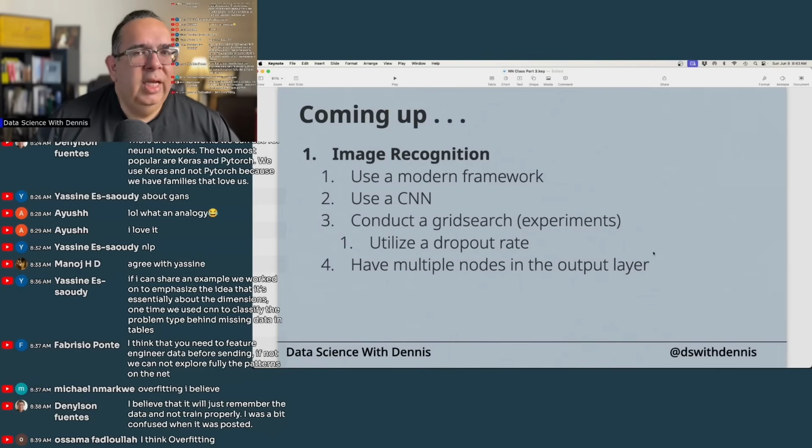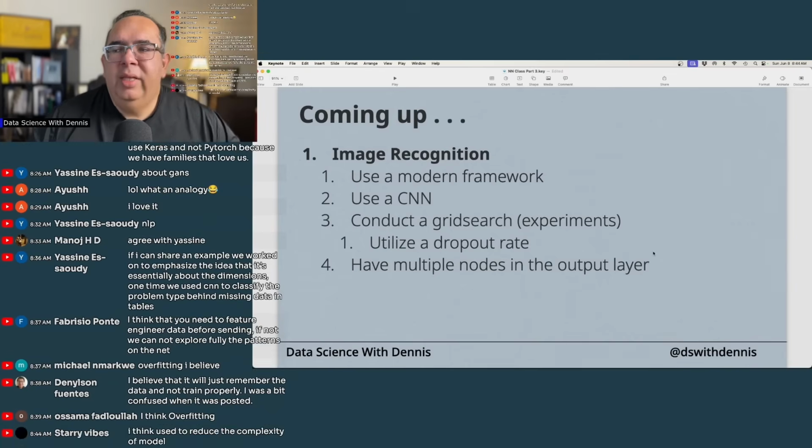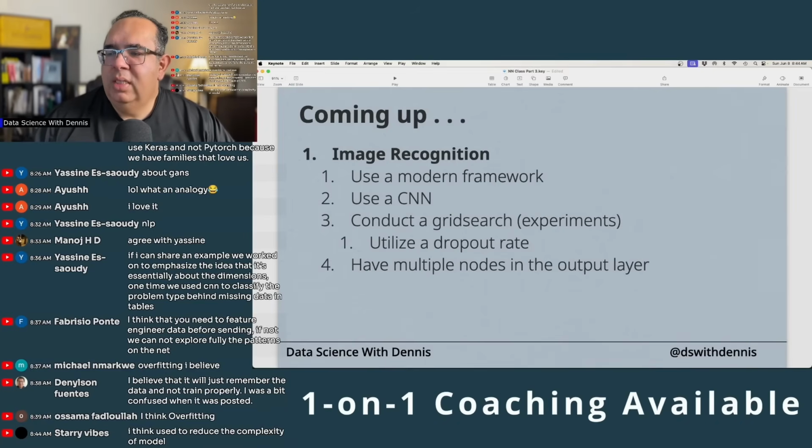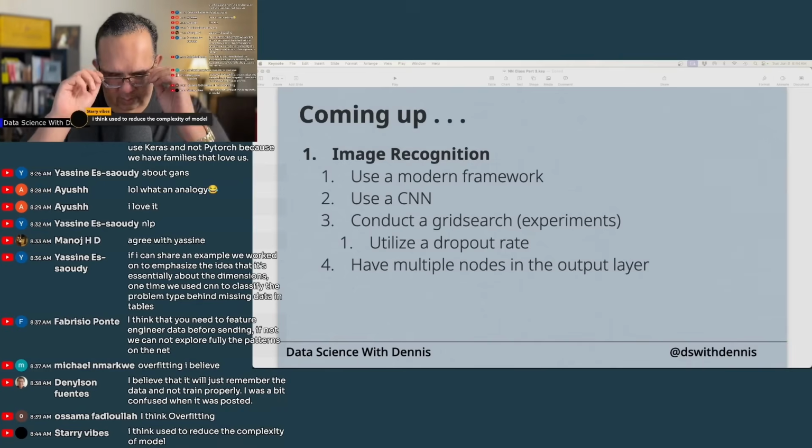So yeah, what do you guys think? Let me know if you know what a dropout rate is. Put that in the chat. And yeah, while you're thinking about that, let me focus on the dropout rate. Because Starry Vibes has already given an answer. Starry Vibes says, I think it's used to reduce the complexity of the model.